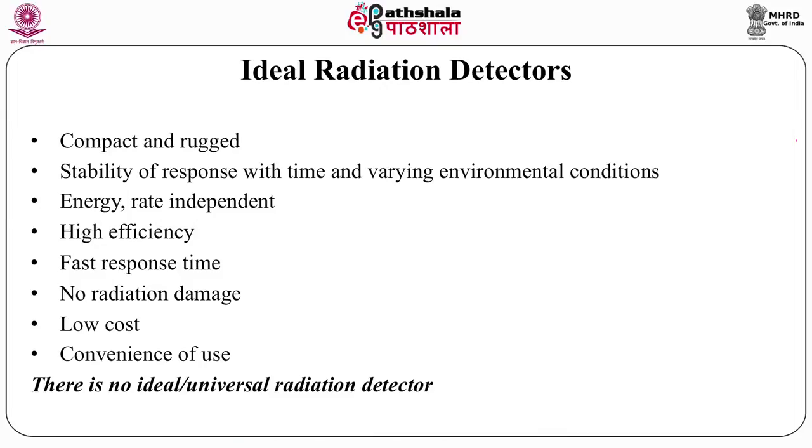Similarly, this ideal radiation detector should have high efficiency. It should have a fast response time. It should not happen that it is irradiated now and takes a lot of time to show the radiation response. It should not itself suffer radiation damage, otherwise, over a period of time, the response of the detector will change. Another important factor is that it should be low cost and convenient to use. But the bottom line is, there is no ideal universal radiation detector.